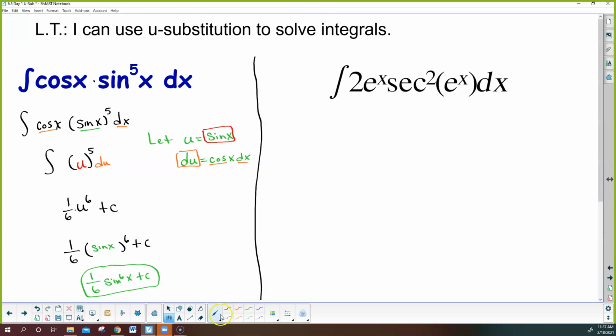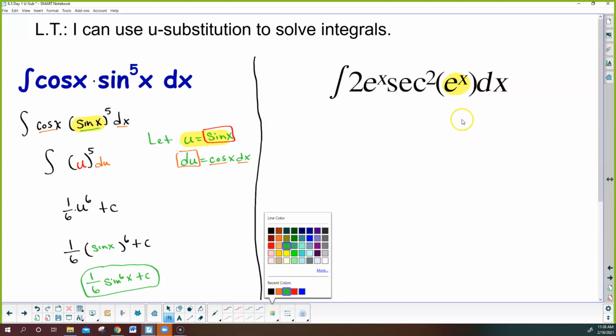Okay, now here's the thing that's really tricky. Let's look at a problem like this. And you're going to notice something. We have 2e to the x sine squared e to the x. And I want to pick u as my inside function. So u was the inside function here, the sine squared. Well, in this case, you can see the parentheses as e to the x.